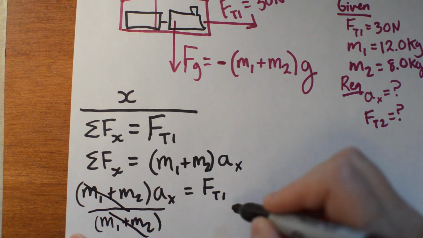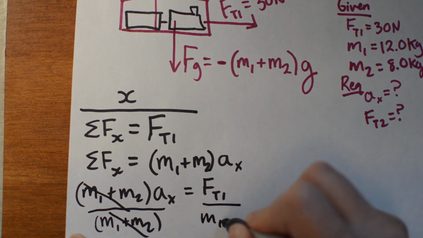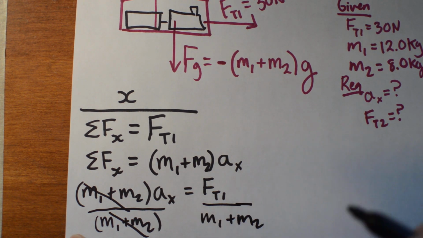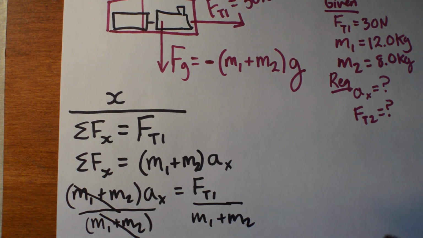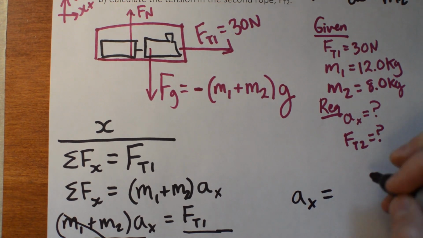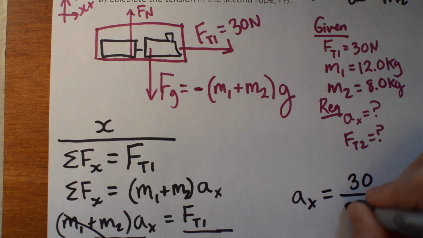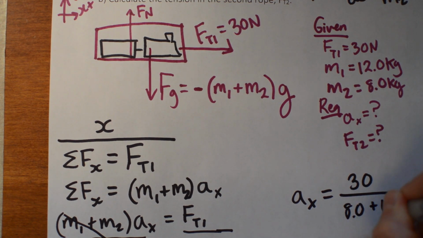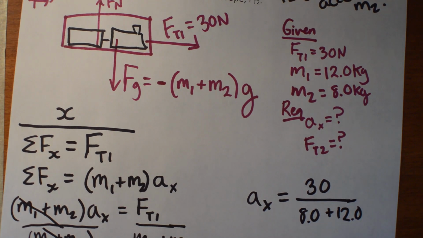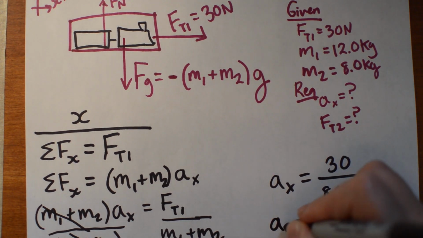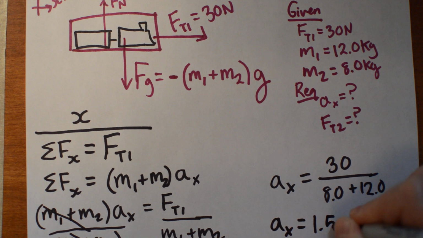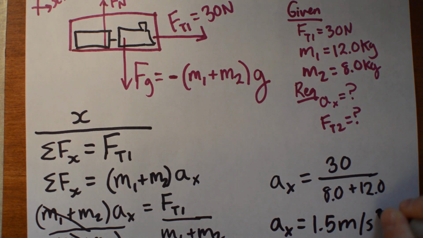That cancels out. Divide by m1 plus m2 on this side, and I get ax on its own. So ax is going to be that tension force, 30 newtons, divided by m1 plus m2, that's the 8 plus the 12. And 30 divided by 20 is going to be 1.5. So acceleration in the x direction is 1.5 meters per second squared.